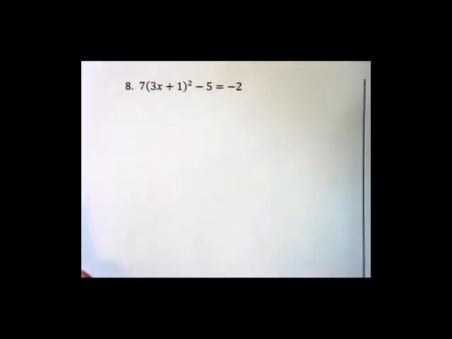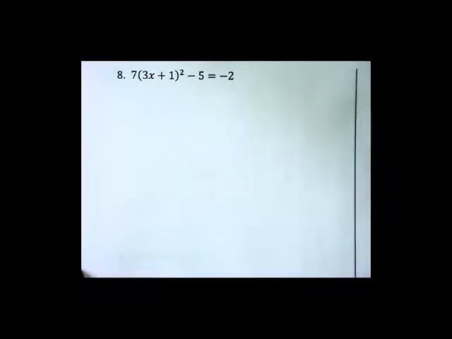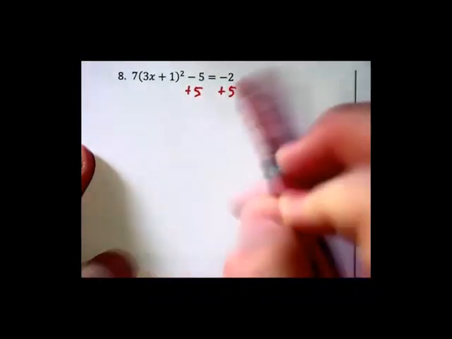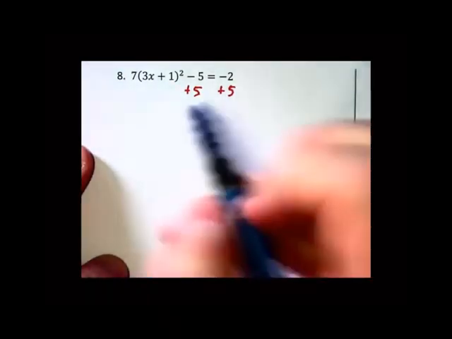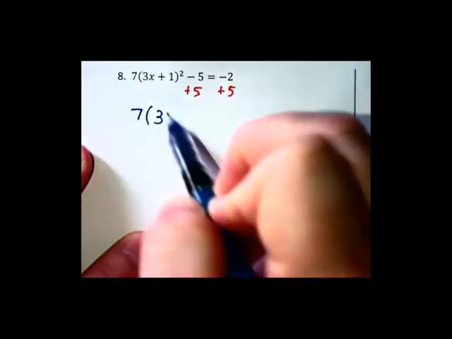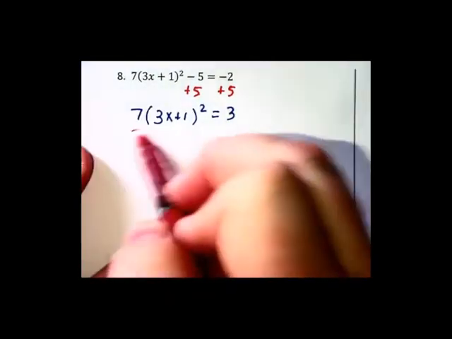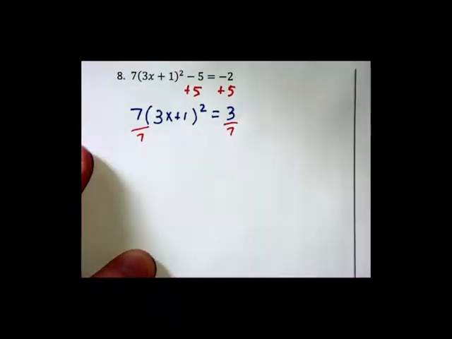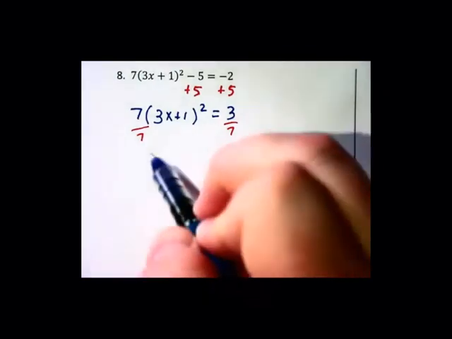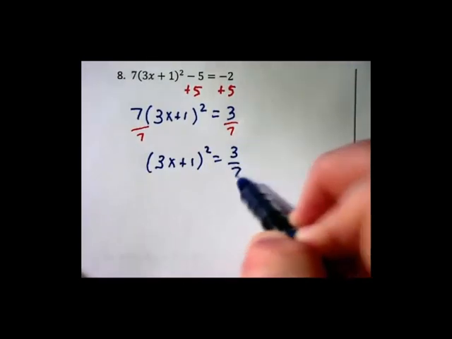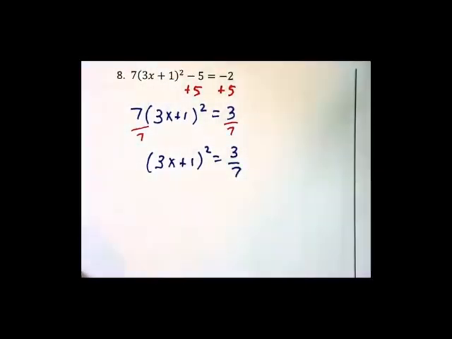Now, let's do one more problem here, and let me get that centered on the screen. Notice this time we've got a minus 5 on the left as well as the 7. So we want to add 5 to both sides. We're trying to get that quantity squared isolated by itself. That's going to give us 7 times the 3x plus 1 quantity squared equals 3. And then we're going to divide each side by 7. And unfortunately, 3 is not a multiple of 7. So we're going to have a fraction on the right-hand side. 3x plus 1 squared equals 3/7. But that's okay. Just let the right be whatever it's going to be.